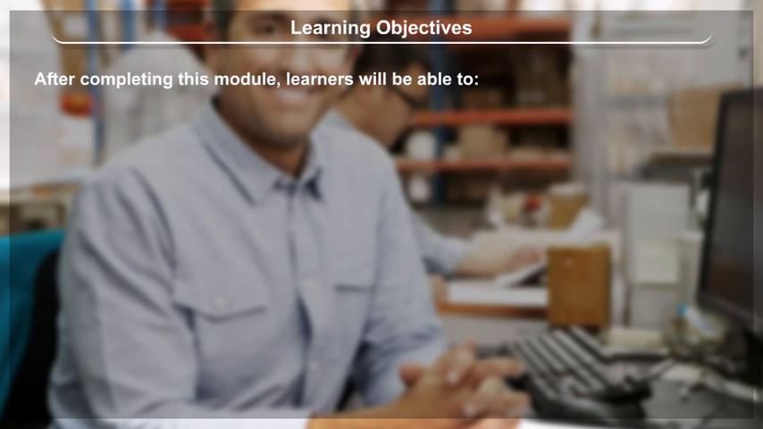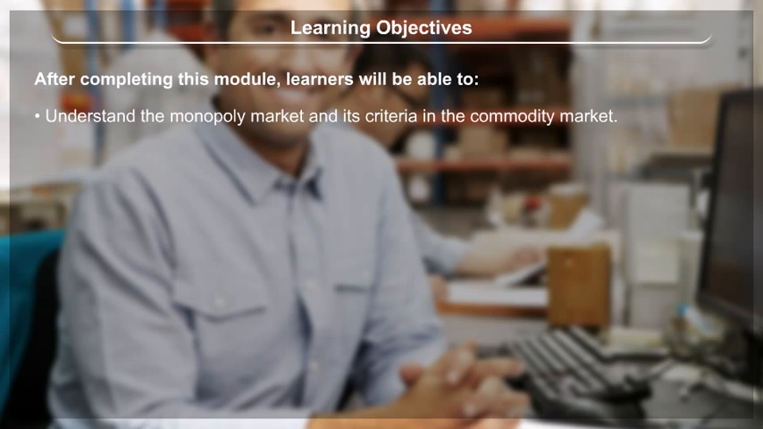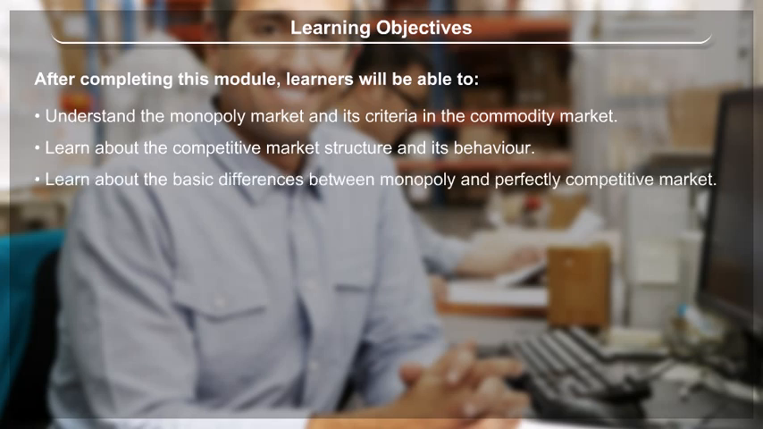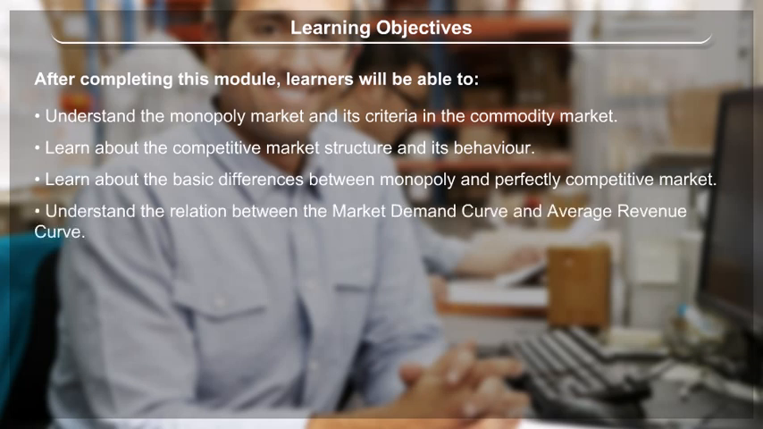Learning objectives. After completing this module, learners will be able to understand the monopoly market and its criteria in the commodity market. Learn about the competitive market structure and its behavior. Learn about the basic differences between monopoly and perfectly competitive market. Understand the relation between the market demand curve and average revenue curve.